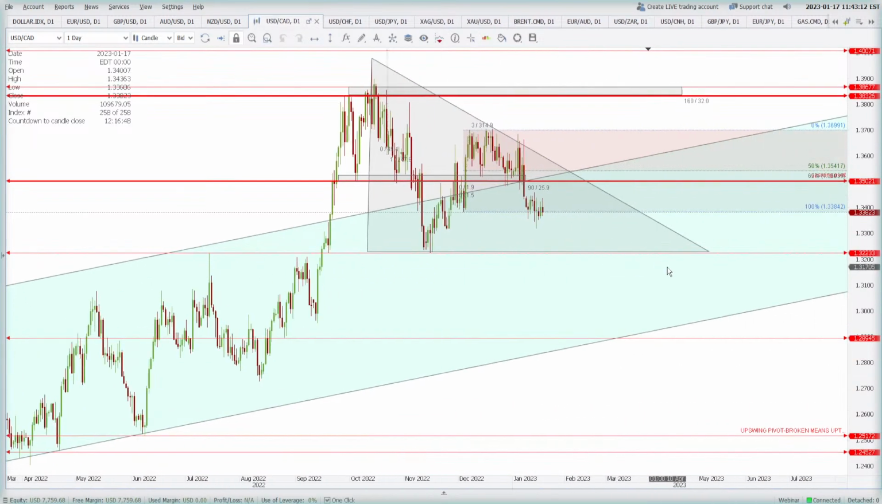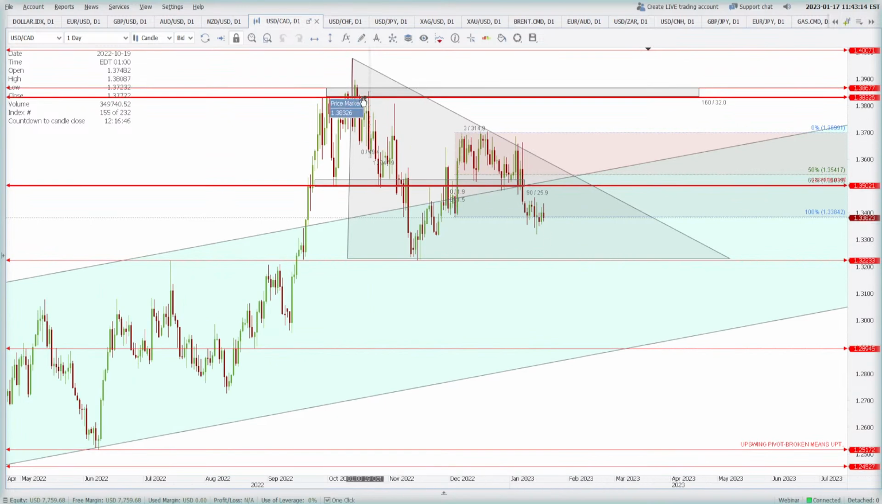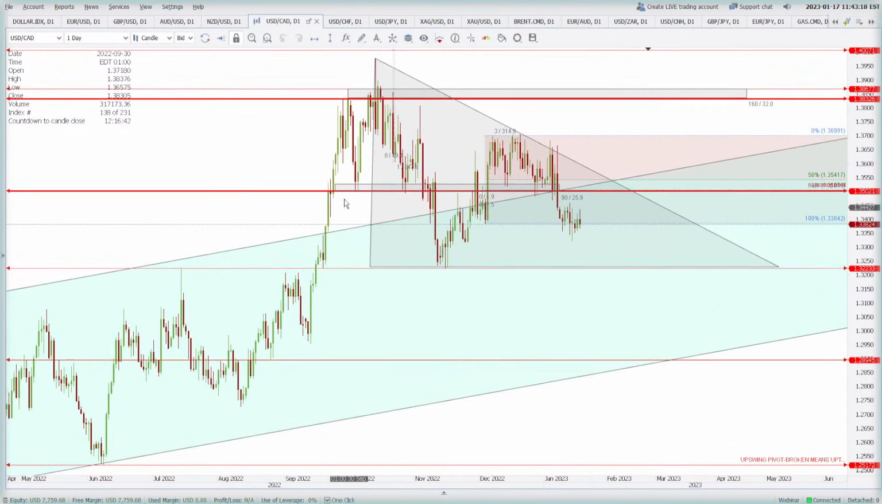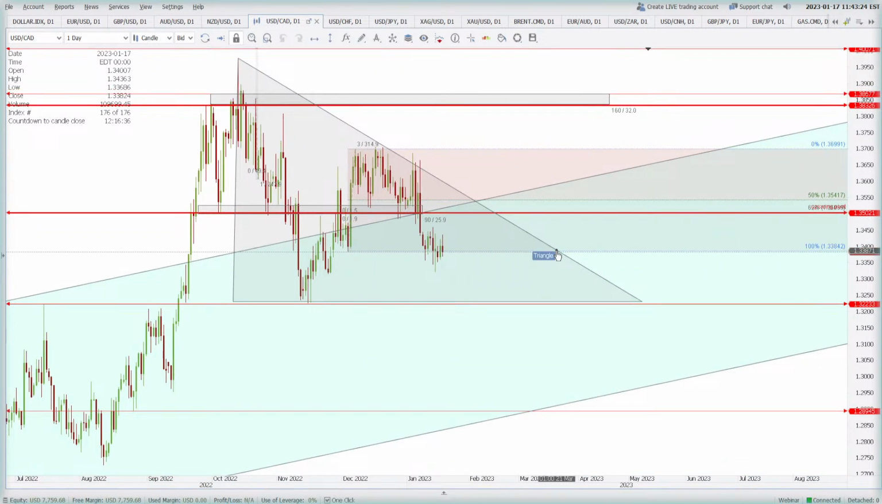US dollar against the Canadian dollar. I told you to stay away from this pair because it is not going anywhere. It is breaking structures sometimes to the downside, sometimes to the upside, sometimes to the downside. So I will say it is consolidating. When something is consolidating, just watch it. Do not try to trade it, otherwise you will burn your hands. It's my humble suggestion: stay away from this pair for some time.